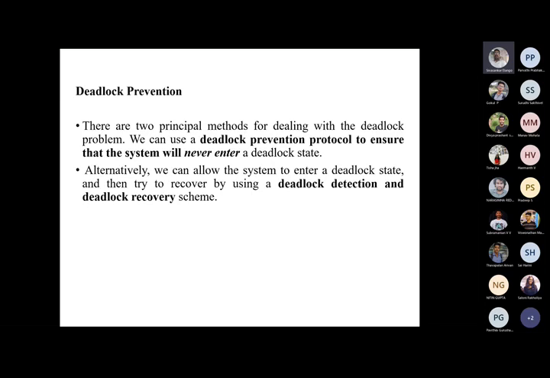So one is that you prevent the system such that it never enters into a deadlock state. That's going to be complex. Whereas the other way is that you detect whenever there is a deadlock using a deadlock detection algorithm and use some deadlock recovery scheme to recover from the deadlock.